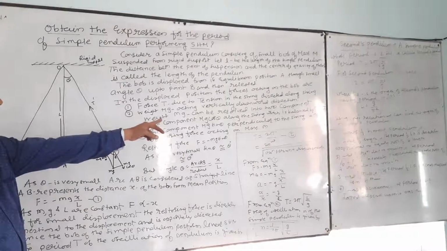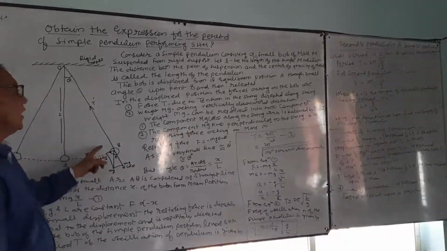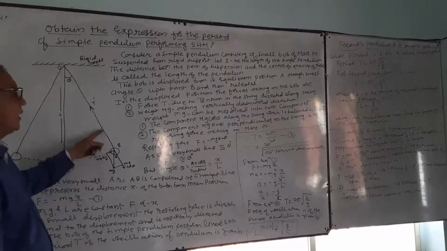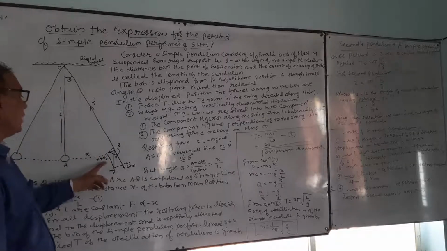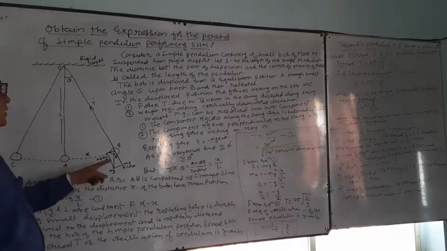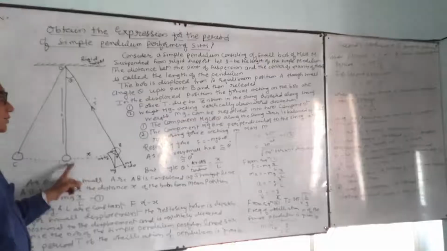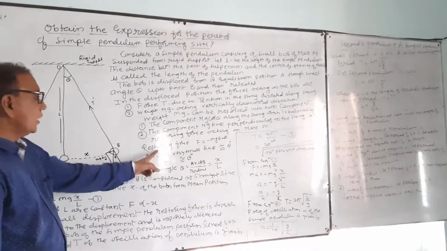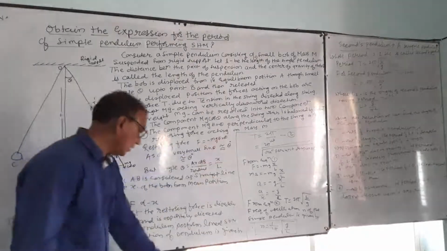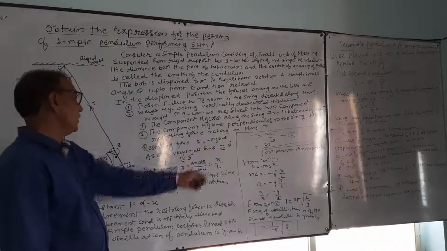First is mg cos theta along the string, which is balanced by tension T, and the component mg sin theta perpendicular to the string is the restoring force acting on the bob of mass m. Then the restoring force F is equal to minus mg sin theta.